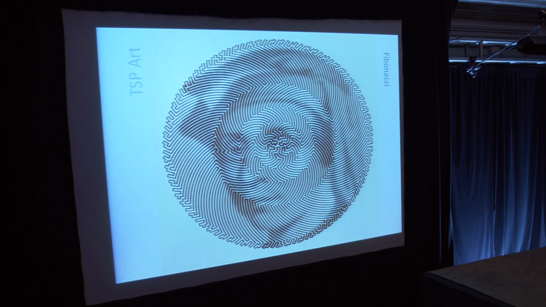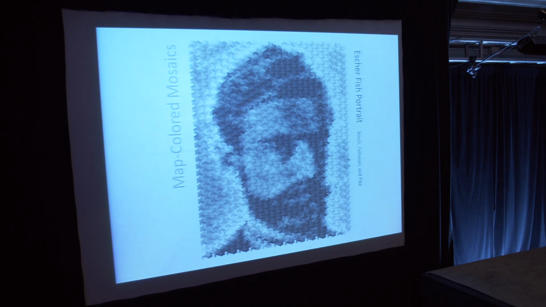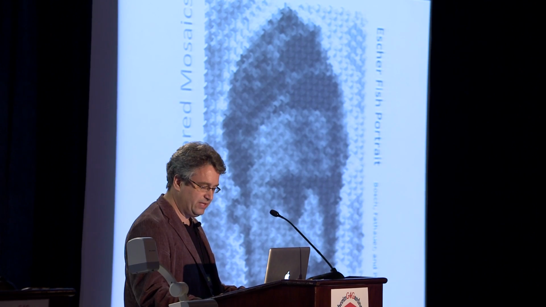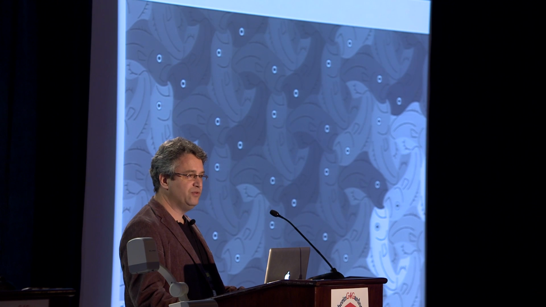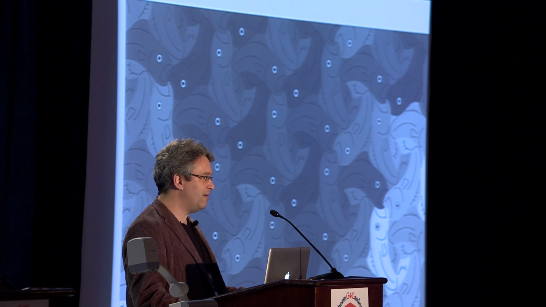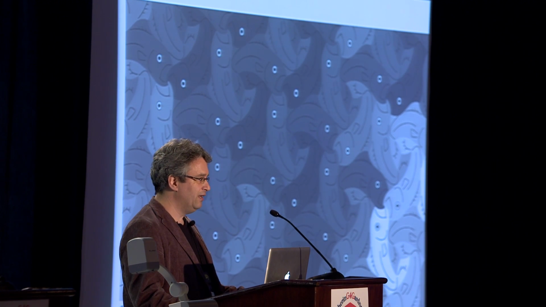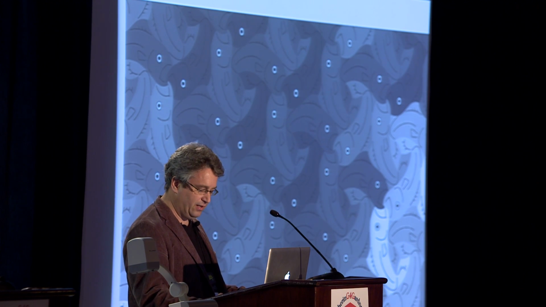Now, I've also done some what I call map-colored mosaics. This is an example of a map-colored mosaic. In a properly colored map, when you have two neighboring countries, they have to be colored differently. In this map-colored mosaic of Escher, we have these wonderful fish tiles that were designed by Robert Fathauer. And you'll see here that neighboring fish that share an edge have different colors, different shades of gray here. There are 13 shades of gray in this map-colored mosaic.